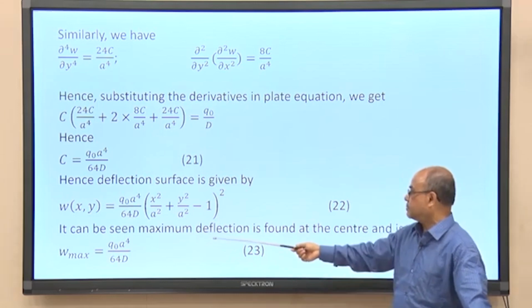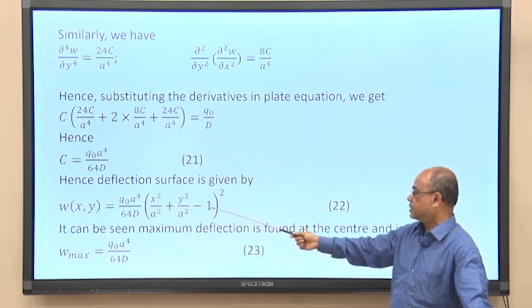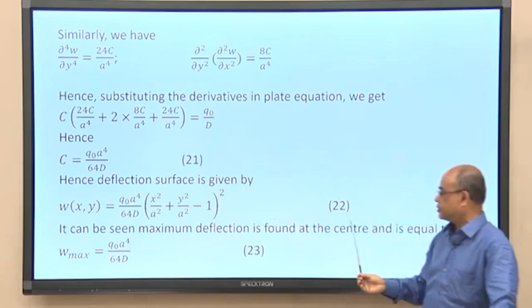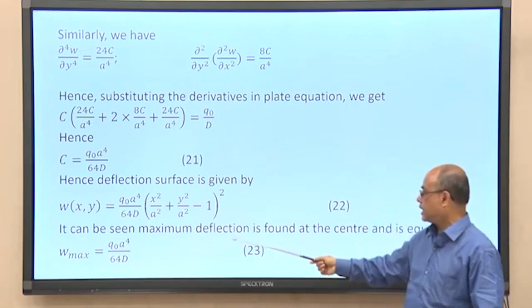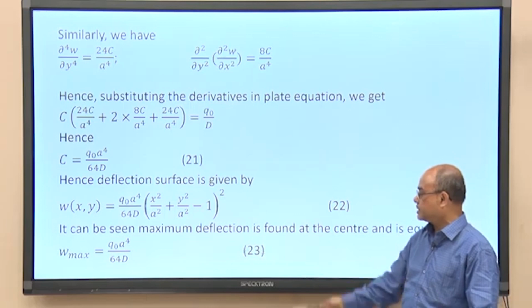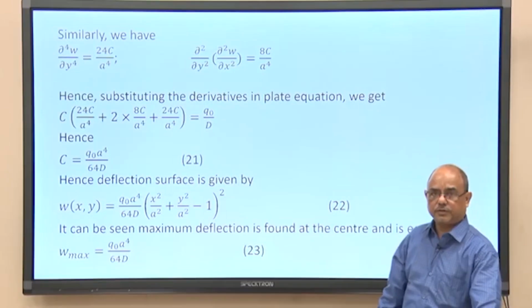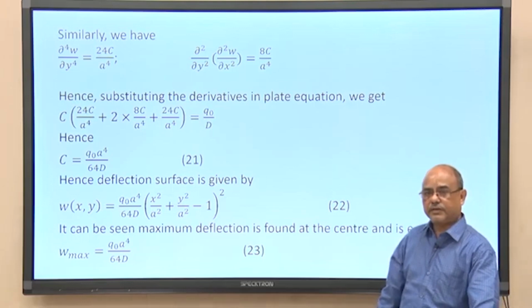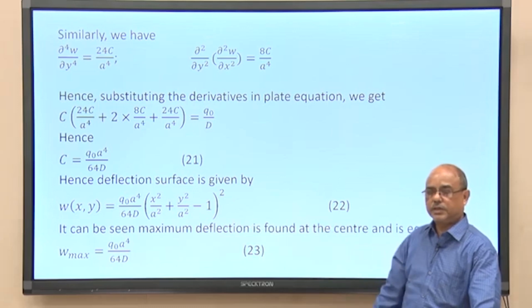And it can be seen that maximum deflection will occur at the center. So, substituting x equal to 0, y equal to 0 in this expression, expression 22, we get the maximum deflection of the plate as q naught a to the power 4 divided by 64 D. Okay. So, that is a very rare case where the solution is obtained just by assuming a suitable function which first satisfies the boundary condition, and after imposing this into the differential equation we get the unknown constant.